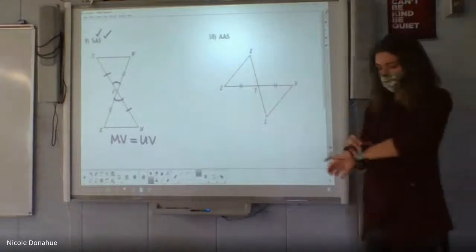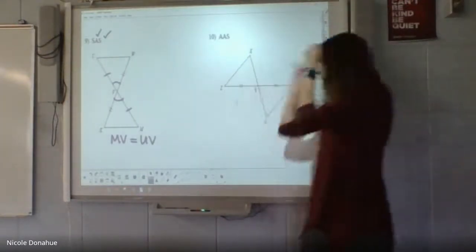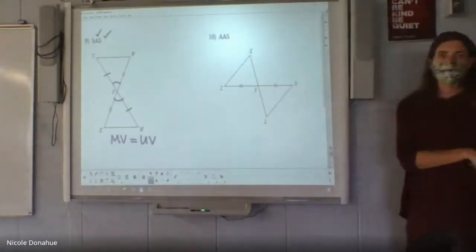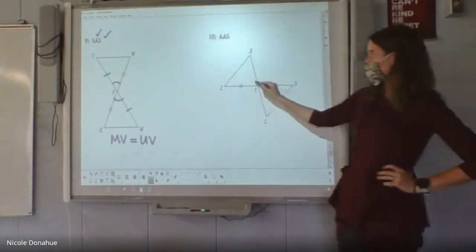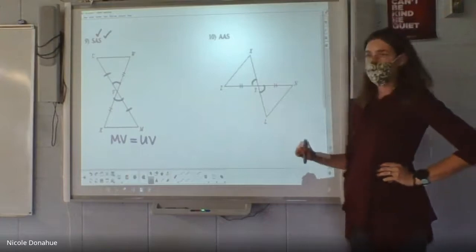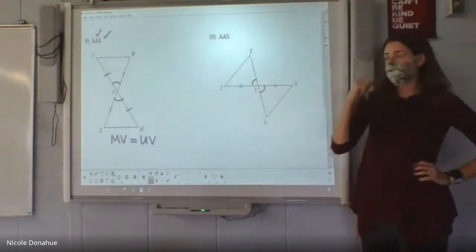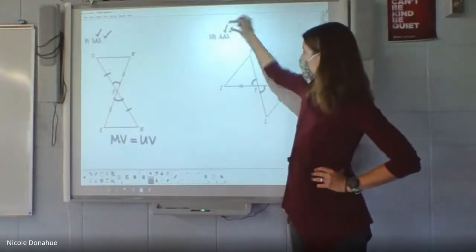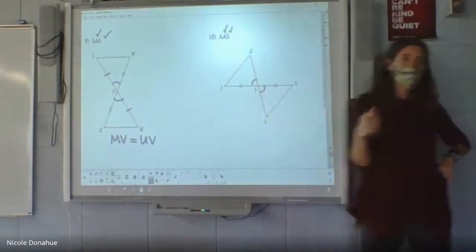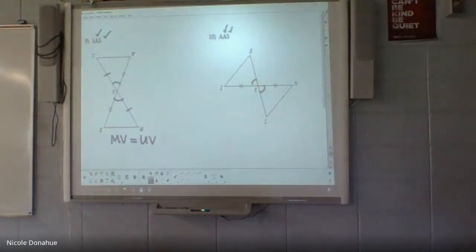And then finally, this last one is angle, angle, side. What do I know for certain so far? Vertical angles again. So I have an angle. What else do I know? A side. So I have a side, and then I have an angle right next to it. But it wants me to have another angle, but not the angle on the other side of the side. So what angle would it have to be? Go ahead, Ellen. What do you think?